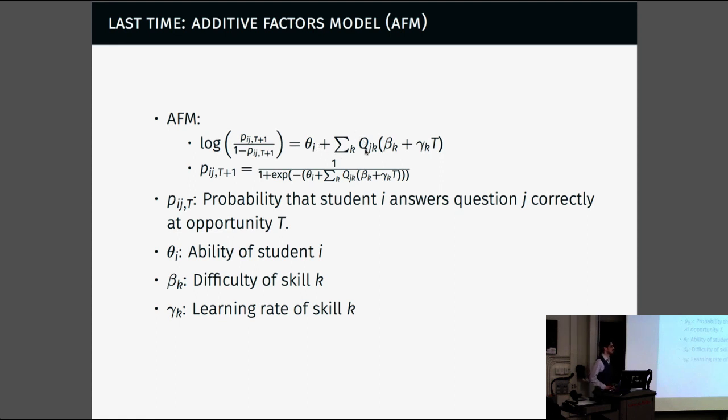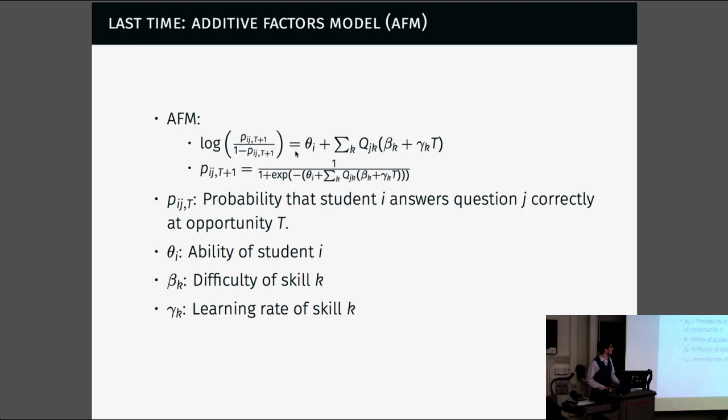We had this Q matrix here, which mapped different questions to skills. For example, if we had a problem like A times B plus C, that would have a multiplication skill and an addition skill. Then for each skill, we had this beta parameter, which was the intercept, or we can think of it as the difficulty of skill k. And we had this gamma parameter, which was the learn rate for skill k, and then the number of opportunities. As a student does more opportunities, presumably their error rate should go down and their performance should increase. OK, hopefully that's familiar to all of you.